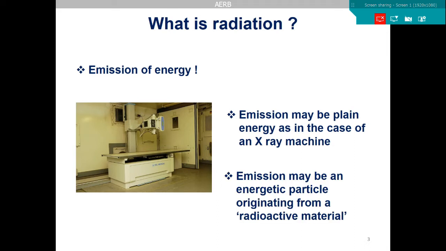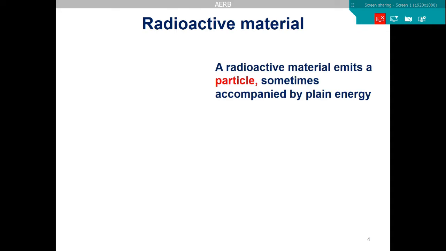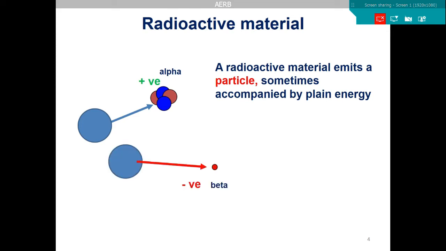Emission may be an energetic particle originating from a radioactive material. There I go. What is radioactive material? Any material that emits radiation, any material that is radioactive, is a radioactive material. A radioactive material emits a particle. Sometimes this particle may be accompanied by plain energy. This is a radioactive material that is emitting a positively charged particle. We call it alpha. Here is another radioactive material that is emitting a negatively charged particle. We call it beta. Sometimes it can be accompanied by plain energy. We call it gamma. Sometimes we have radioactive materials which emit a particle which carries no charge, a neutron.